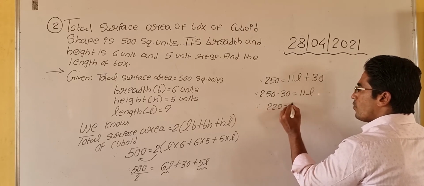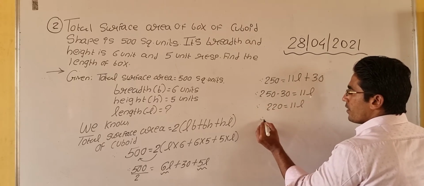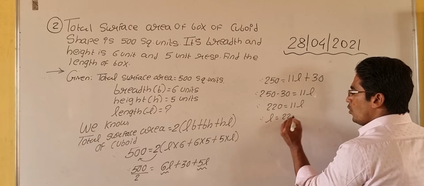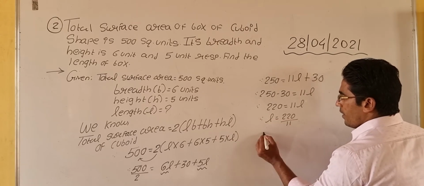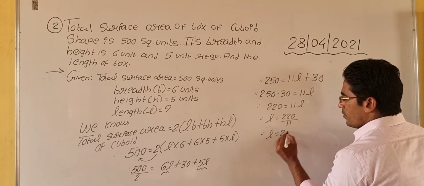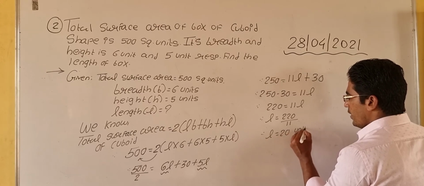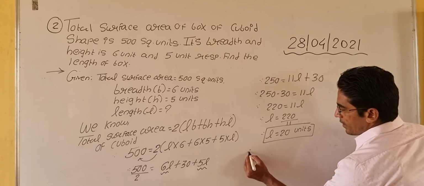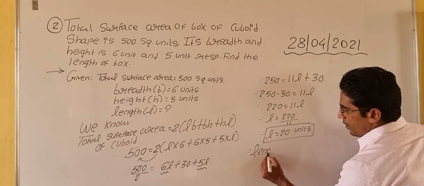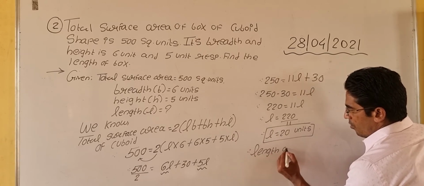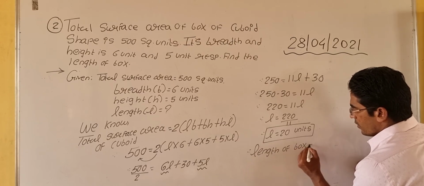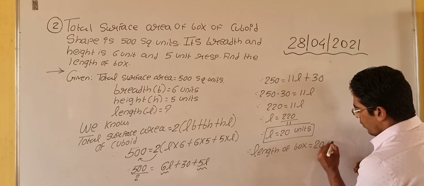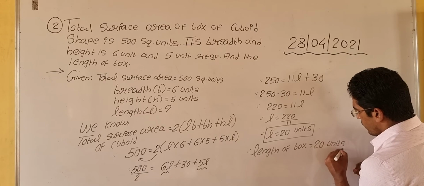220 is equal to 11L. Therefore, L is equal to 220 upon 11. Therefore, L is equal to 20 units. Write down the final answer. Therefore, length of box is equal to 20 units.